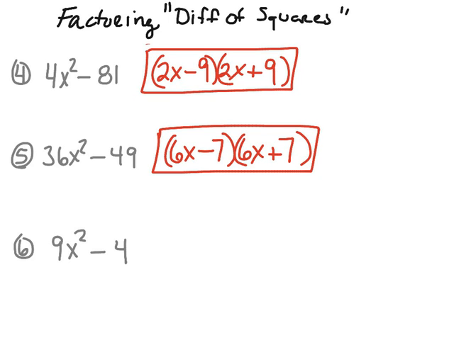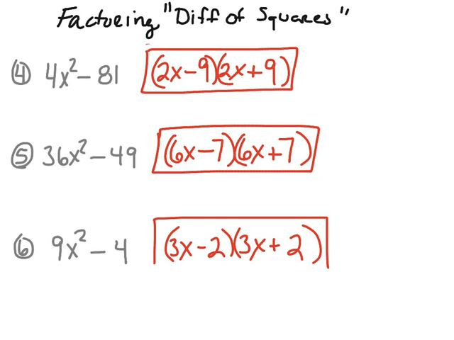And one last one here, number 6, 9x squared minus 4. Again, we're going to start off with two sets of parentheses. We'll take the square root of 9x squared, which would be a 3x. So we're going to put a 3x here and another here. We're going to take the square root of 4, which would be a 2. And now we'll put a minus, plus, and now we have our two factors.